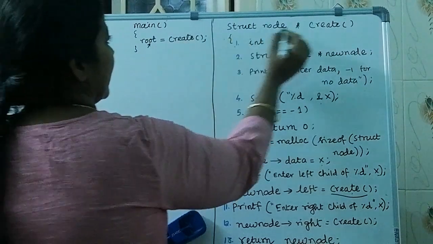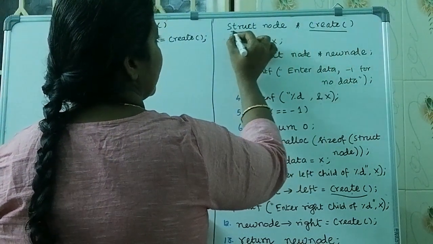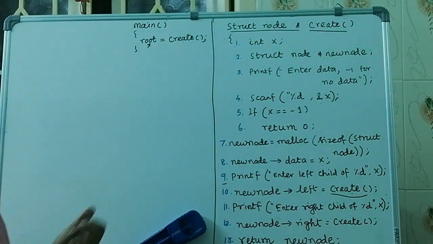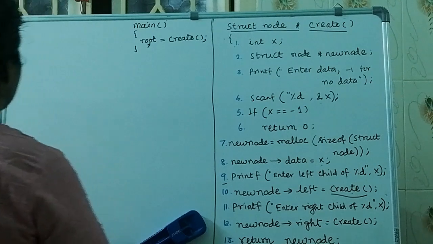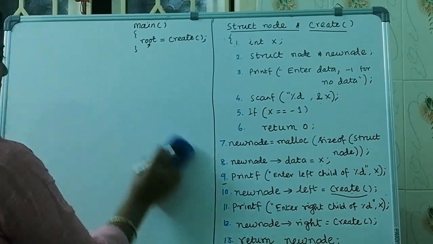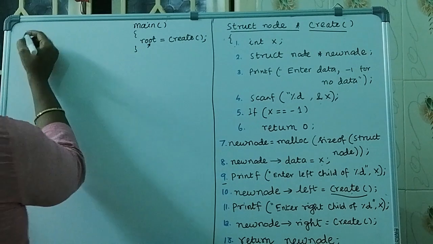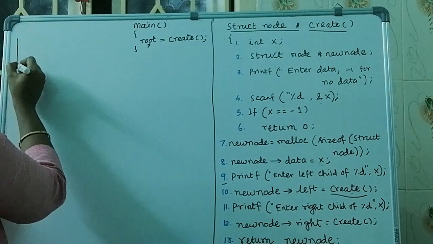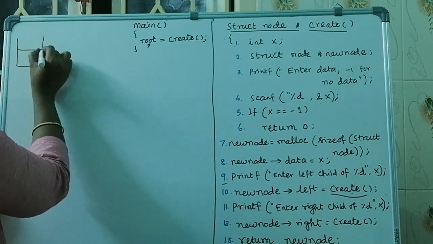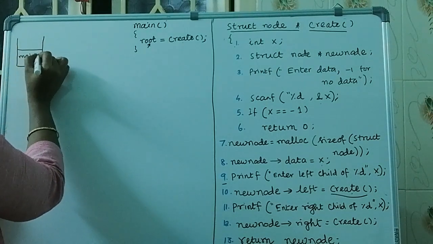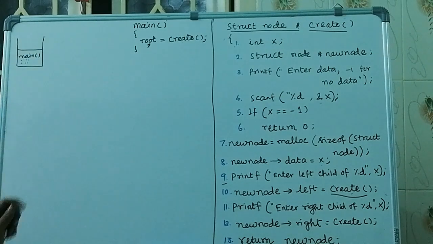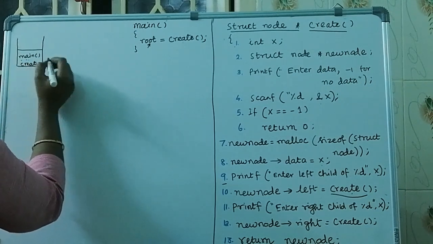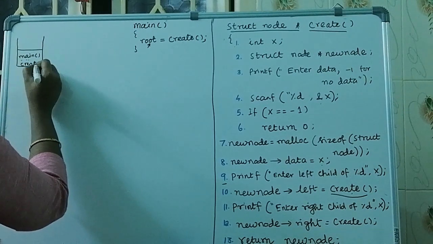Now you note down create. Create is the method whose return type is struct node star. That means it is going to return the address. Fine. So with this, let me initialize the stack and see how it gets called. For the very first time, main gets called automatically. So in the stack, the main method gets initialized, and then all the local variables of the main method get initialized, and then it calls the function create.